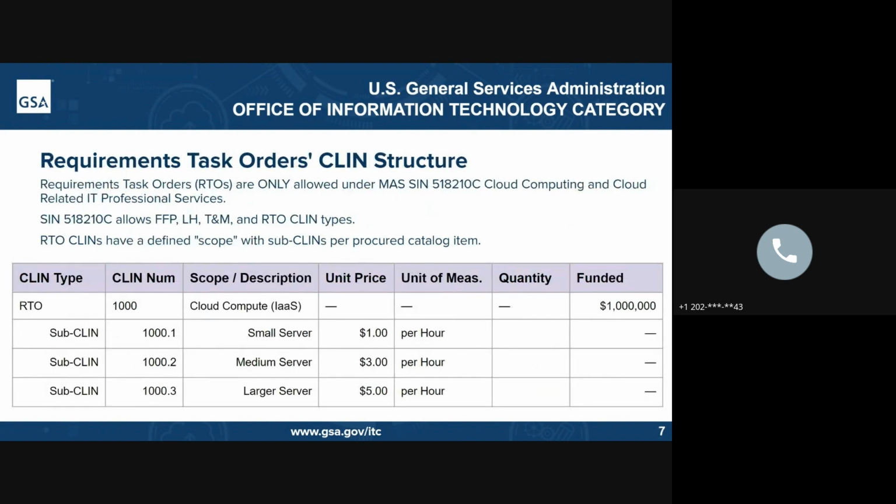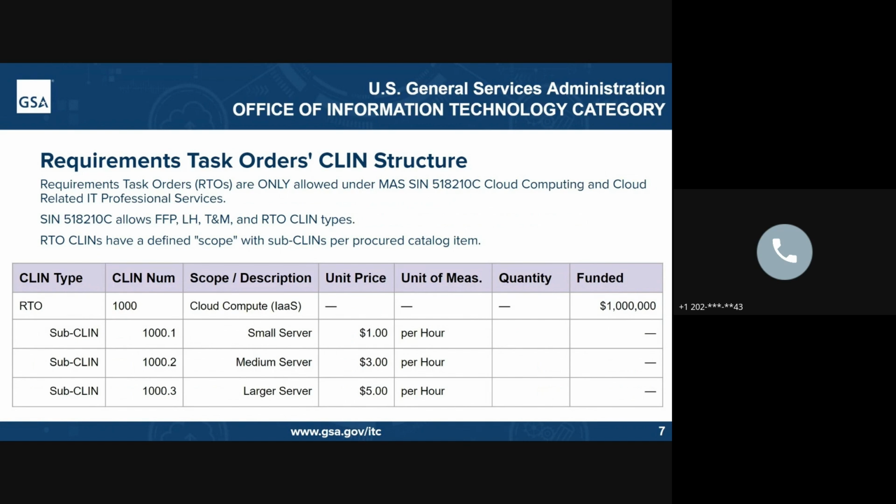As I introduced in the previous slide, the new allowance creates requirements task orders. Requirements task orders, just to highlight, are only allowed under the Multiple Award Schedule Special Item Number 518210C, which is cloud computing and cloud related IT professional services. So this is unique to that specific SIN. Now, in addition to allowing firm fixed price, labor hour, and time and materials, the allowance now allows for requirements task orders. All other CLIN types are still available. This is in addition to those CLIN types.